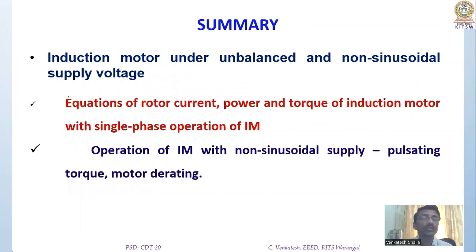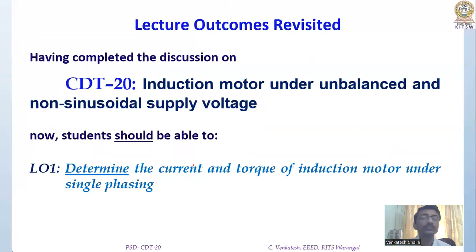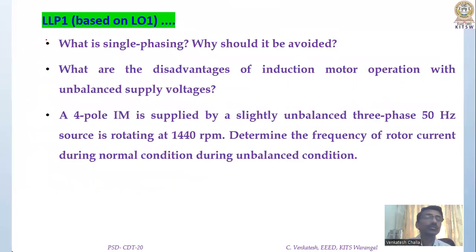So in summary, what have we seen today? We have seen the equations of rotor current, power, and torque of the induction motor with single phase operation, and operation of the induction motor with non-sinusoidal supply, which results in pulsating torque and motor derating. Dear students, by now, as per the problem that is solved, you should be able to determine the current and torque of an induction motor under single phasing condition. Try to refer to these questions and answer: what is single phasing, why should it be avoided, and what are the disadvantages of induction motor operation with unbalanced supply voltages.